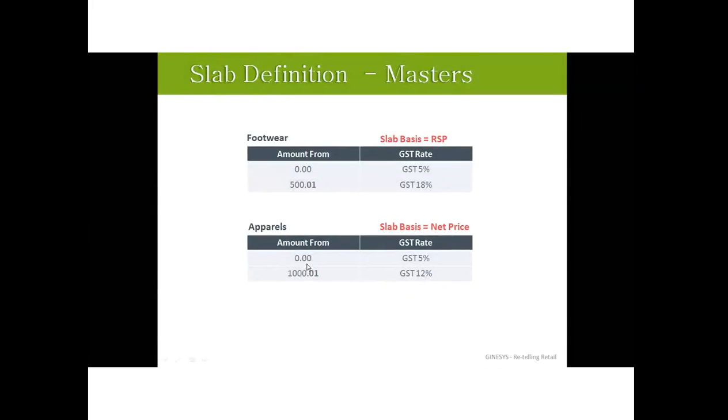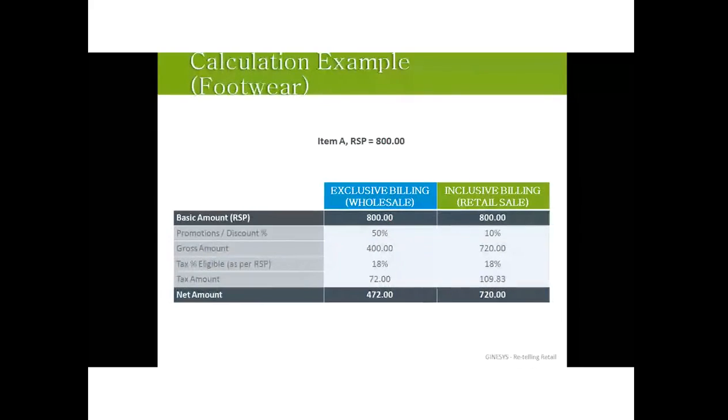Now moving to apparels, all the products under 1000 rupees will be charged at 5% as per the rules. So you will have to configure this apparel segment as slab basis equal to net price, with a condition that amount from 0 will be charged at 5% and amount from 1000.01 will be charged at 12%. This net price means transaction value per piece. Okay, I'll show you one example. It will further clear things up.